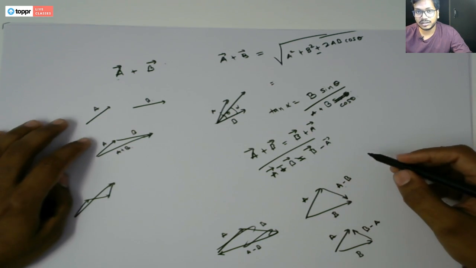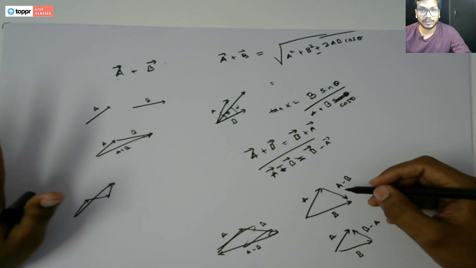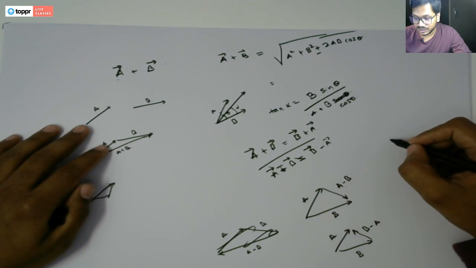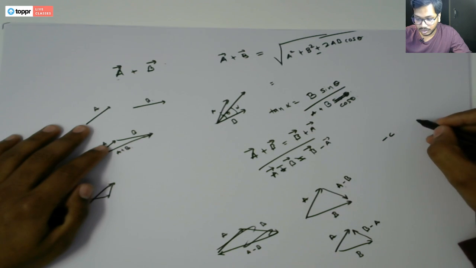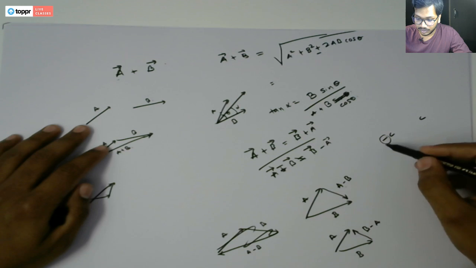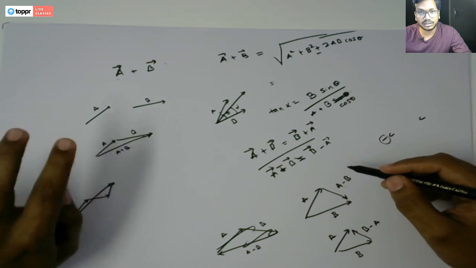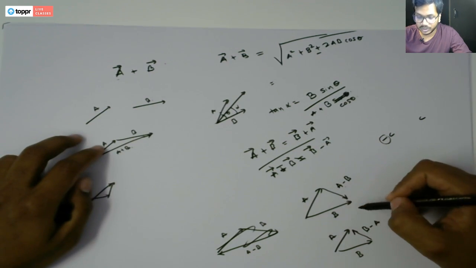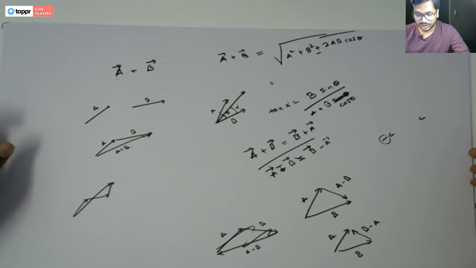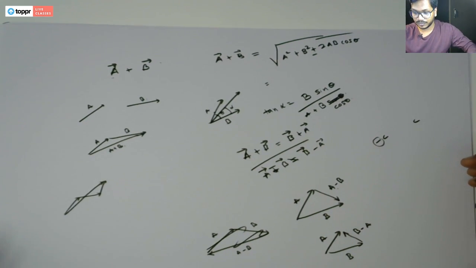So in vectors, if these were scalars, by scalars I mean the quantities which have just magnitude, it would have been minus c or plus c. But for vectors, there is no such thing as minus. For vectors, if you change the order of subtraction, you get opposite direction vectors. So this was about addition and subtraction of vectors.